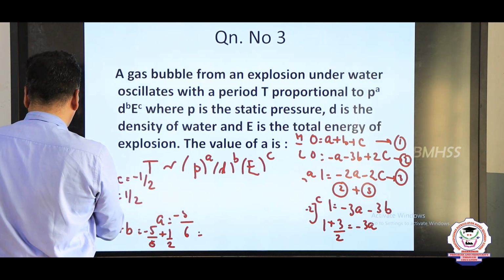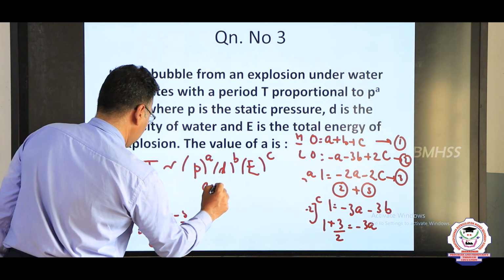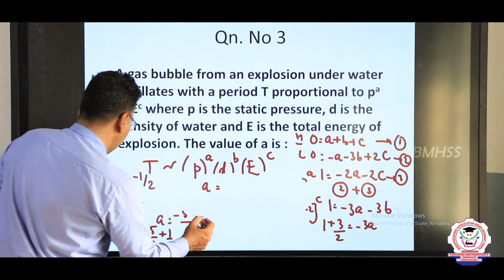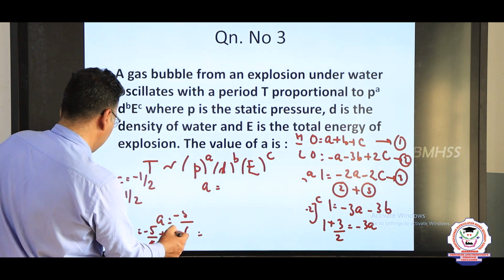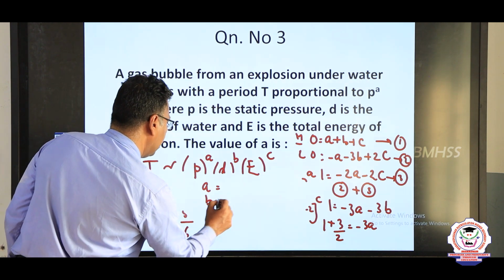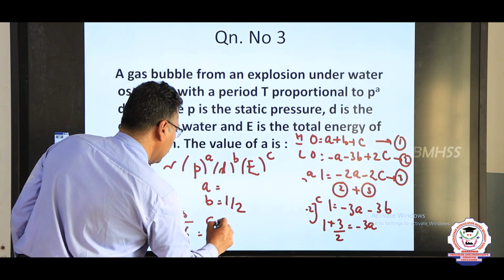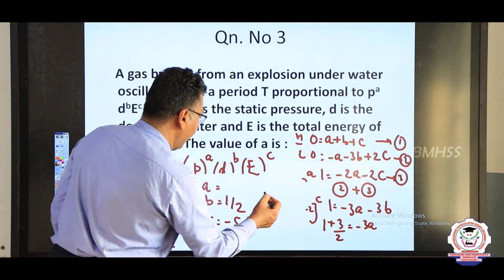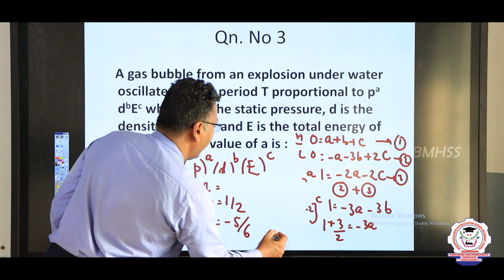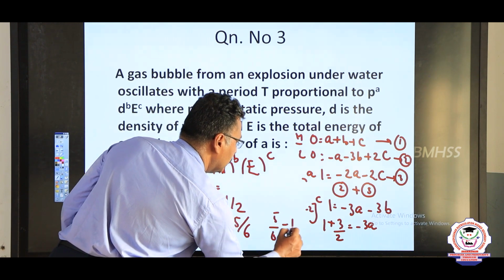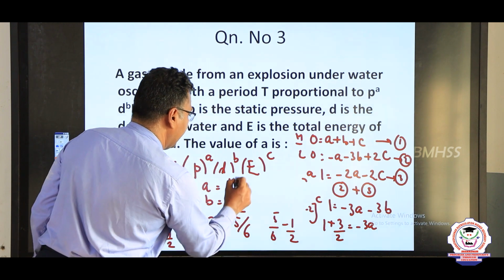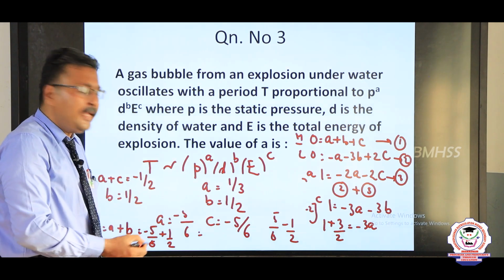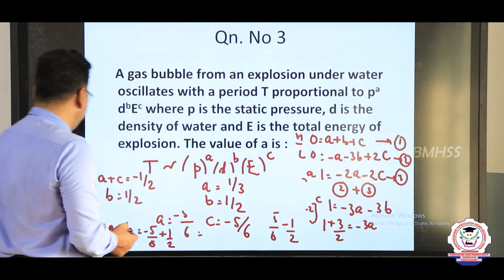What did we get? B is equal to half, C is equal to minus 5 by 6, A is equal to A plus B plus C, so minus 5 by 6 minus 1 by 2. That is 2 by 3 is equal to 1 by 3. So we have solved the problem for A, B and C. Solution is A is equal to 1 by 3, B is equal to 1 by 2, C is equal to minus 5 by 6.